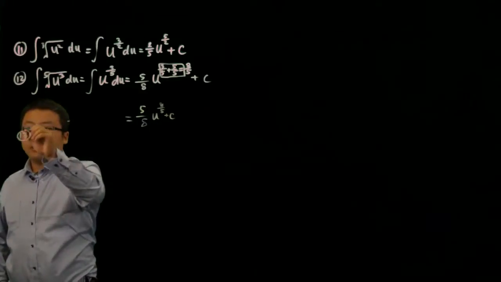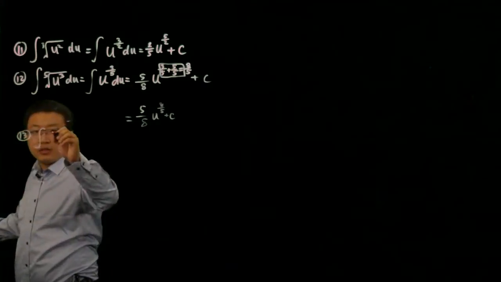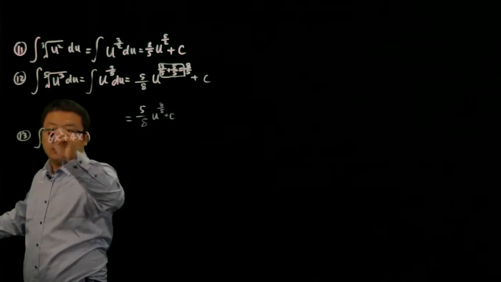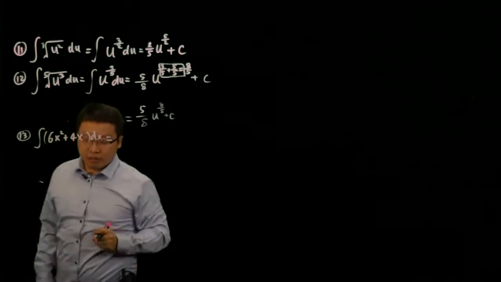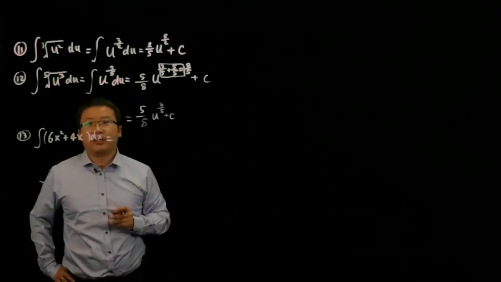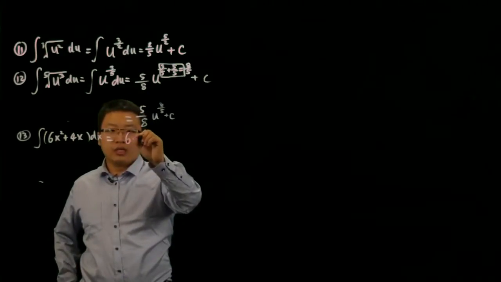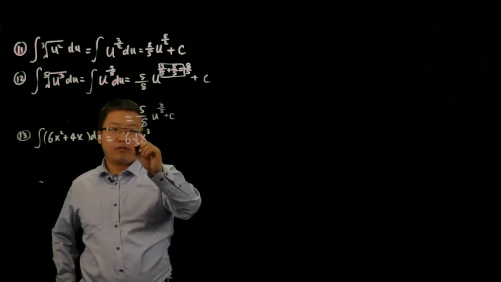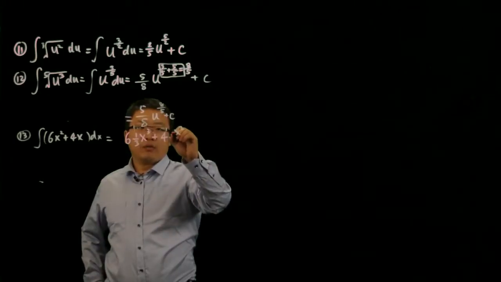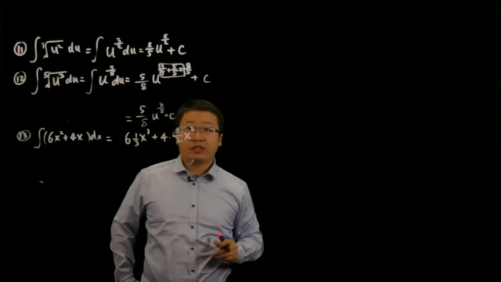And number 13, we're having the integral of 6x squared plus 4x dx. And this is the part we talk about when you have two functions added to each other, then you can just integrate them separately. Therefore, this becomes 6 x to the power of 3, 1 over 3 to balance it. For the second part, it's a 4 and x squared, and you want to have 1 over 2 to balance it.